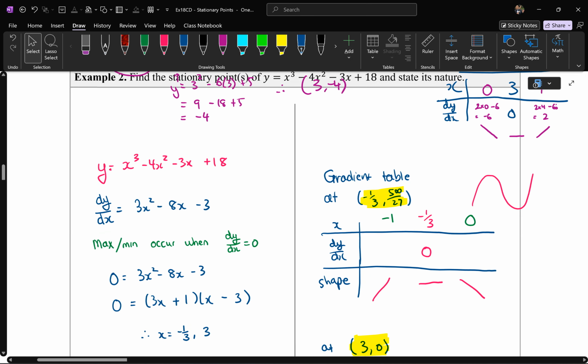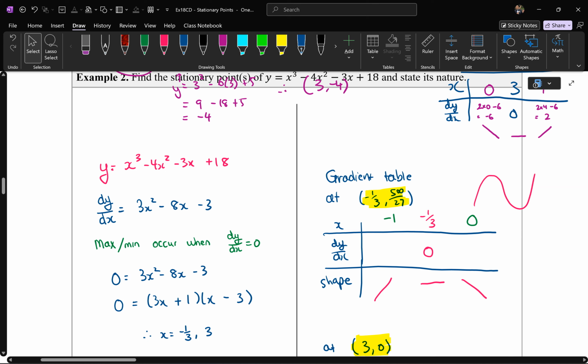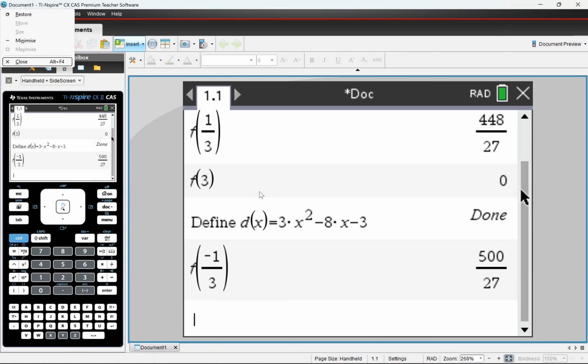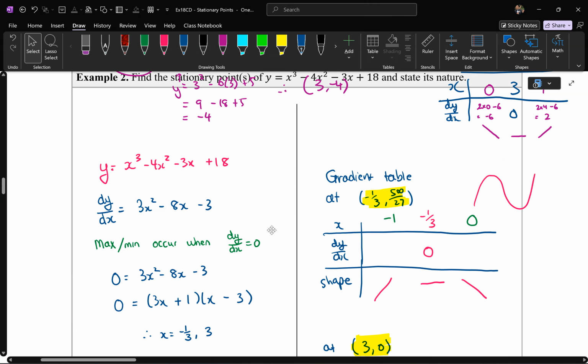Now where do you sub these in? Not back into the original equation, because that's x and y. You're trying to find the gradient. Sub back into the gradient formula. So what I did, here we go, I defined the derivative as d of x. Okay, so I said d of x equals this. That's my derivative equation. Let's find out now. d of negative 1, I get 8. So this gives me 8 as my gradient, which is positive, which makes sense.